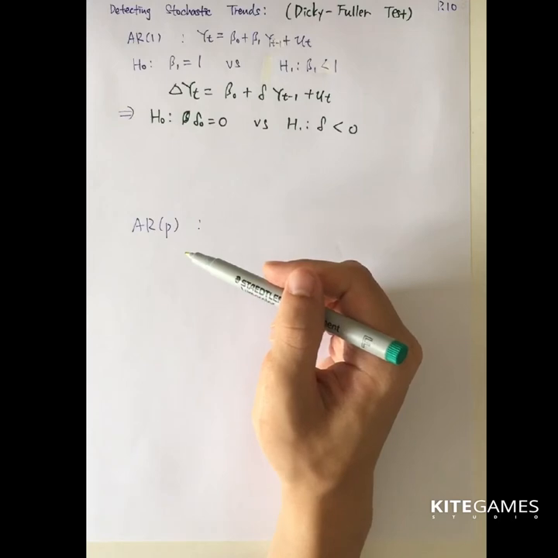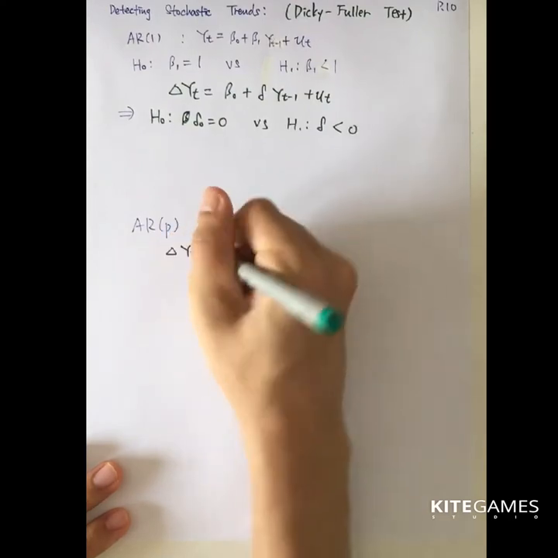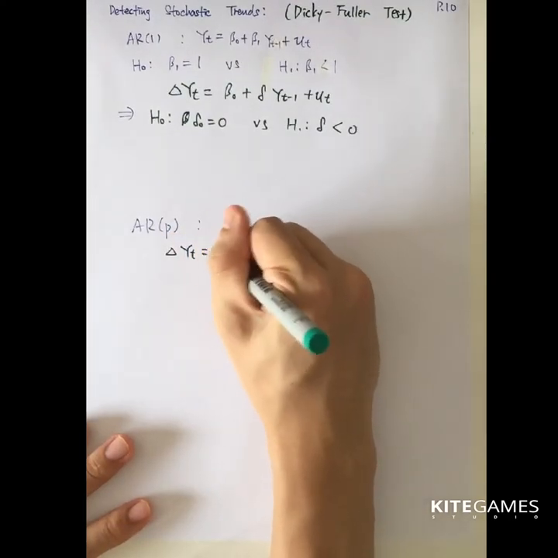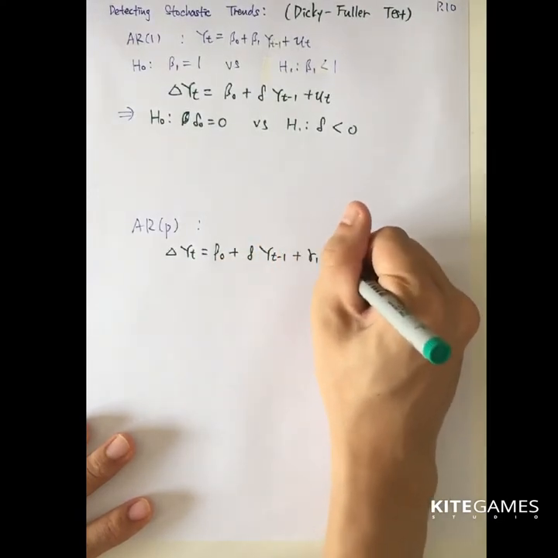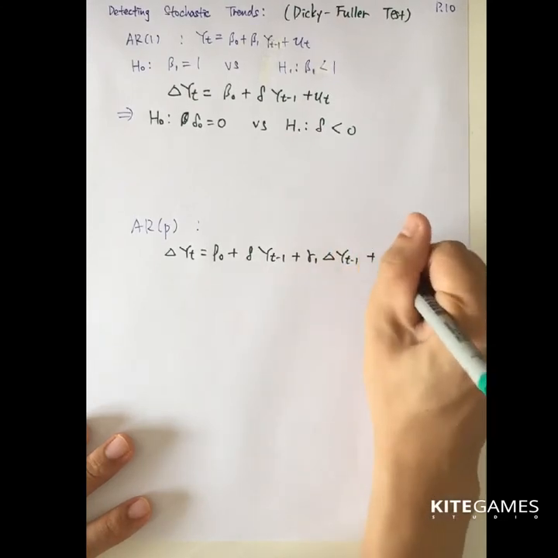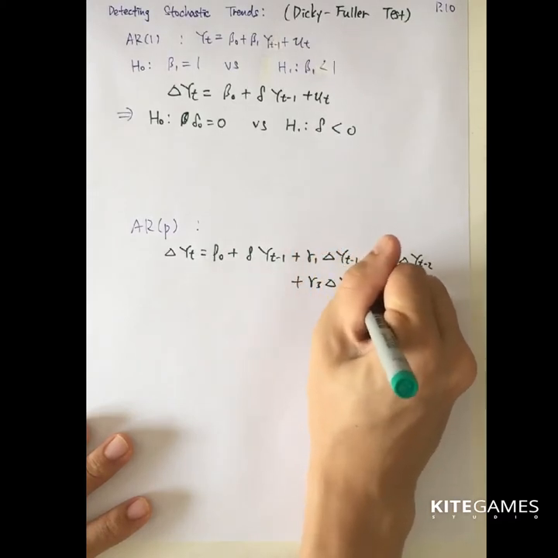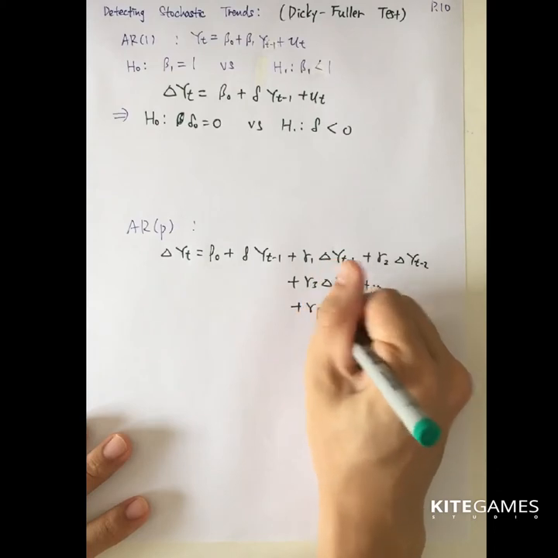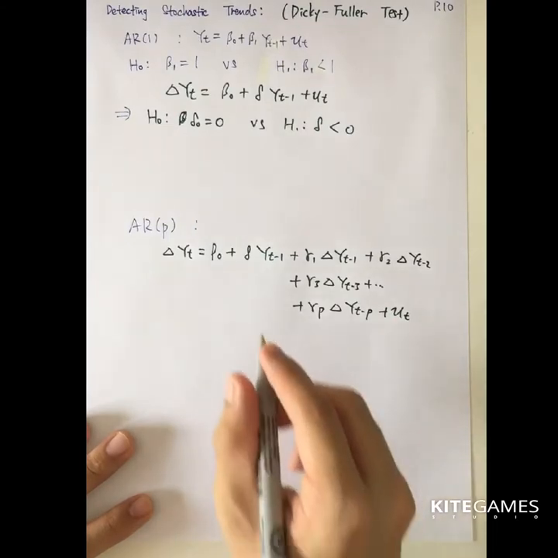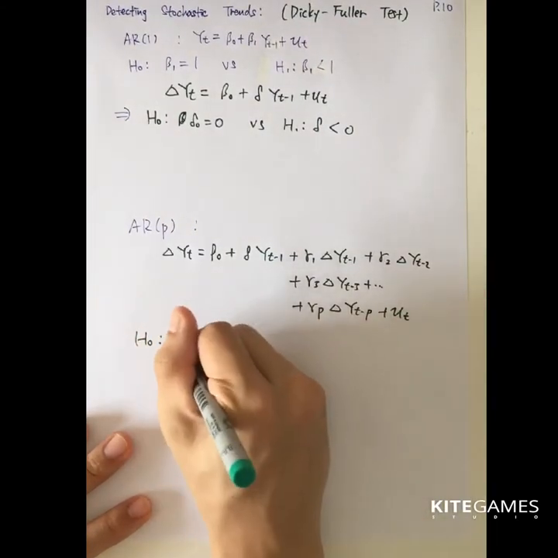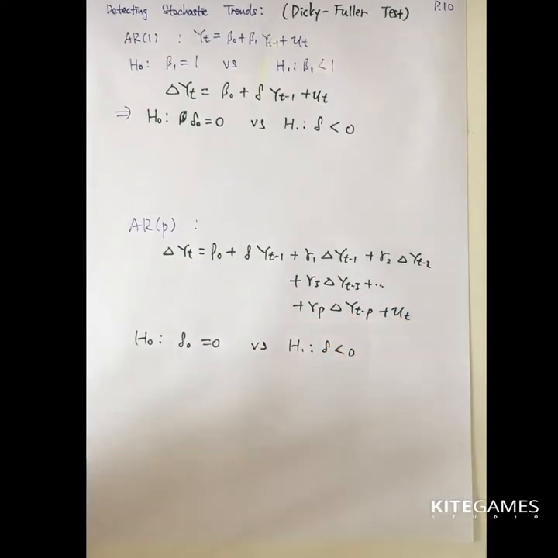In the AR(p) model, we can also do similar things. So in the AR(p) model, you are testing whether the structure is something like this: beta 0 plus delta yt minus 1 plus gamma 1 change of yt minus 1 plus gamma 2 change of yt minus 2 plus gamma 3 change of yt minus 3, up to gamma p change of yt minus p, plus ut. Again, the null hypothesis is delta equal to 0, whereas the alternative is delta less than 0.